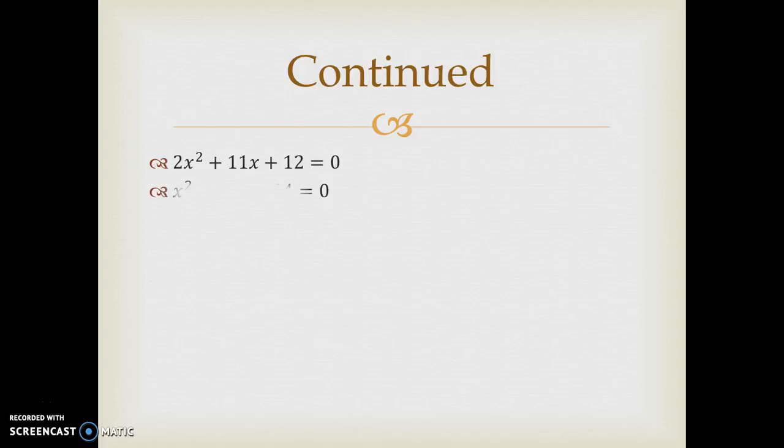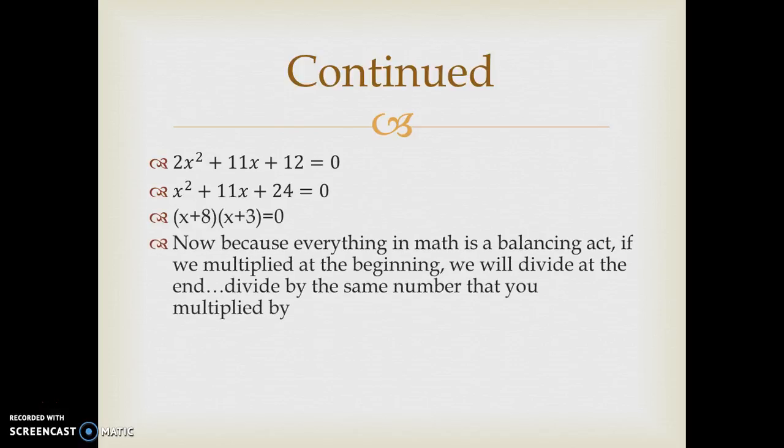Alright, so I ran out of room on that screen, so this is the same problem continued. Here's what we've done so far. We took the 2, multiplied it by the 12, and got 24. We factored it, x plus 8, x plus 3. But everything in math is a balancing act, so if we multiplied in the beginning, we're going to have to divide at the end. And you divide by the same exact number that you multiplied with.